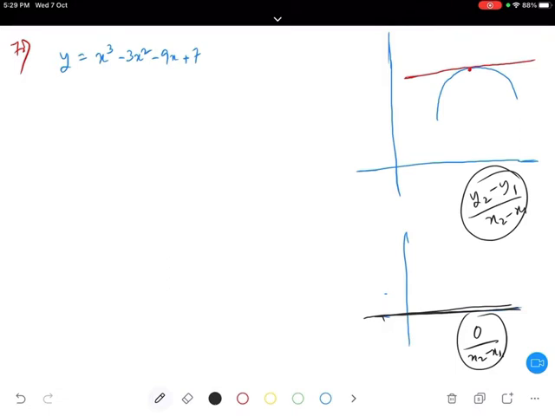Okay, so let us do one thing. Let us find the slope of the tangent of this one. Let us find the slope of the tangent first.